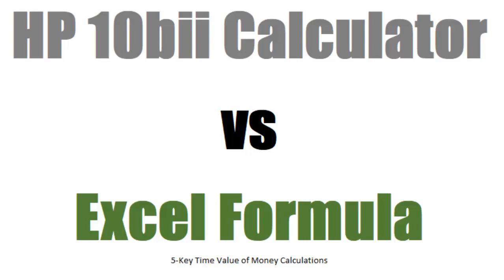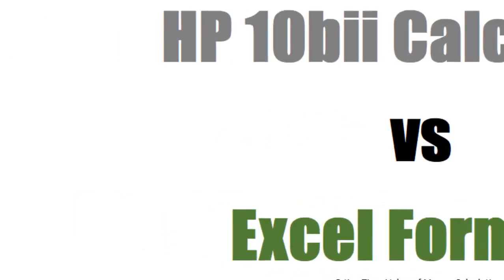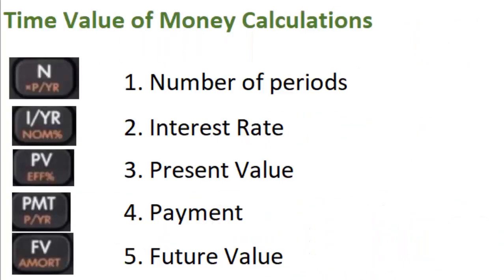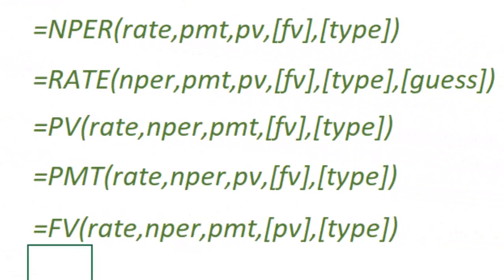Hello friends and welcome. In today's video I will be looking at the 5 key time value of money calculations using the HP 10B2 calculator and the equivalent Excel formula. Let us look first at the 5 keys that I mentioned. The 5 keys are number of periods, interest rate, present value, payment, and future value. You will notice that the Excel formulas are NPER, rate, PV, PMT, and FV. I will now show them on the calculator.